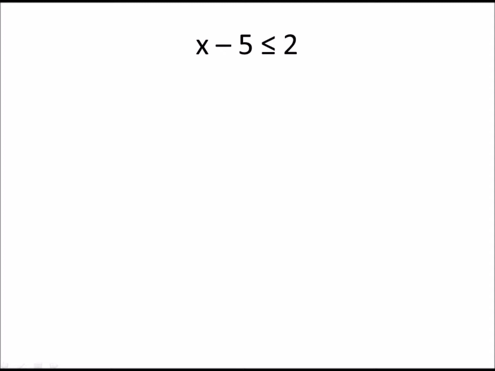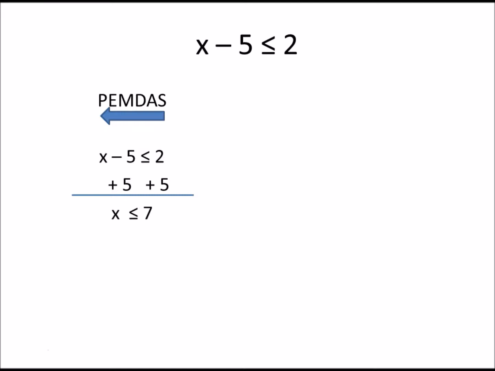So the first example I have is x minus 5 is less than or equal to 2. Notice I said x minus 5 is less than, right? Because there's a little nose right there. Less than or equal to 2. So then using our rule, we said PEMDAS, we're looking for any addition or subtraction. If we find any addition or subtraction, that's the first thing you do. So I see minus 5. So we're going to do the opposite of minus 5, which is adding 5 on both sides. So then you should have x is less than or equal to 7.